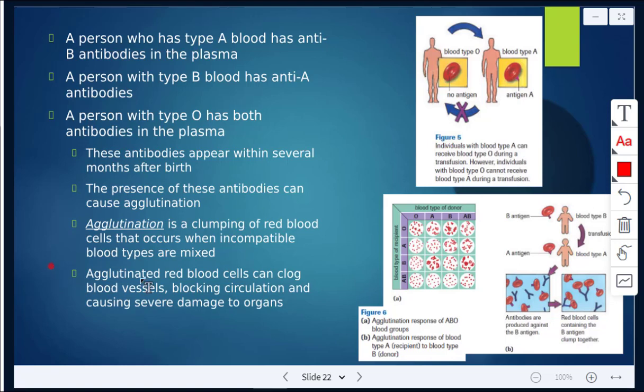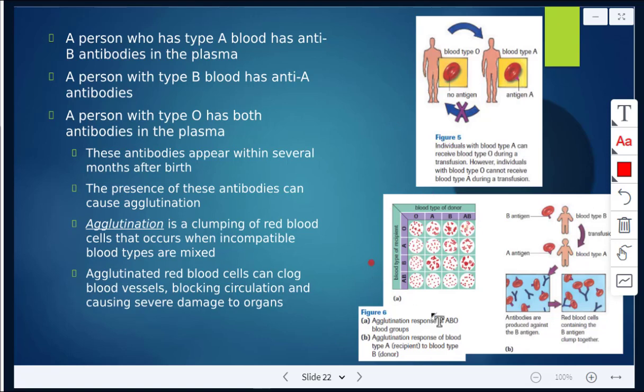All right, so here in this diagram, we're looking at individuals with blood type A. They can receive blood type O during a transfusion. They can also receive type A blood transfusion as well. But individuals that have blood type O cannot receive blood type A during a transfusion.